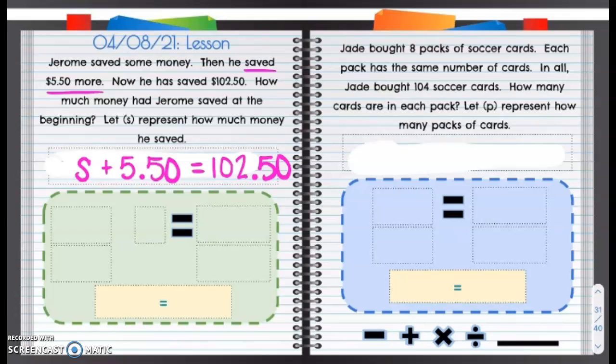So that's going to be our equation there. We're going to figure out, okay, well, how much did he save before? So we have the $5.50. You can put S, or you can put $5.50. $5.50 plus S, because if you rewrite it with adding only, it will be the same. Plus that S equals $102.50.